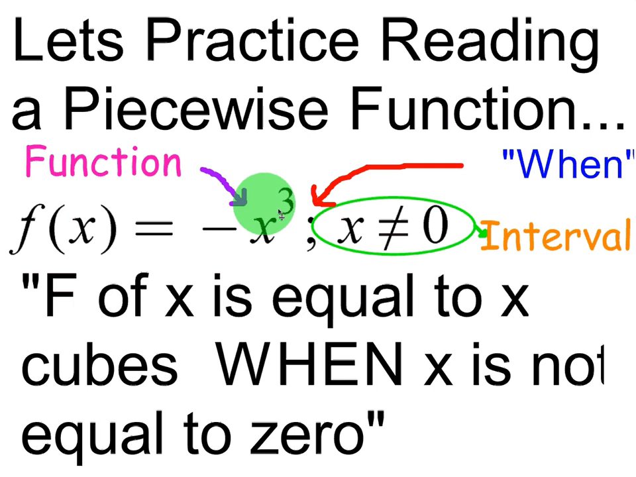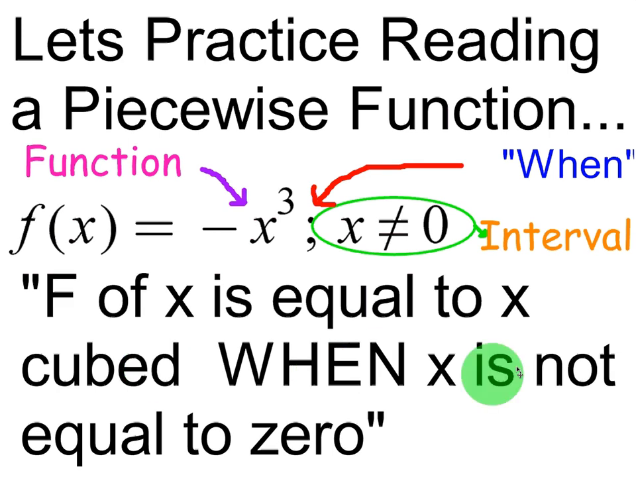Again, this part right here to the left of the semicolon is our function. So this time f of x equals negative x cubed. This semicolon means when or whenever, and x is not equal to 0 is our interval. So let's read this together. F of x is equal to negative x cubed, whenever x is not equal to 0. So whenever x is not equal to 0, we have negative x cubed.